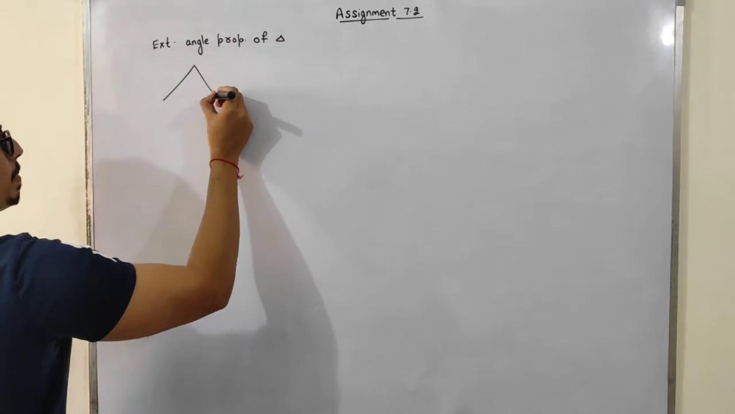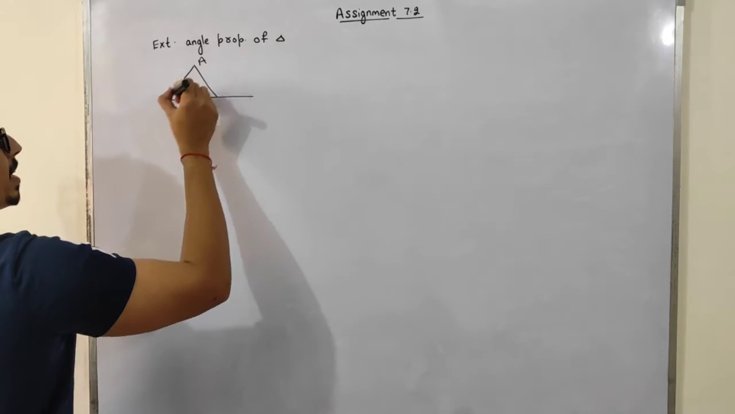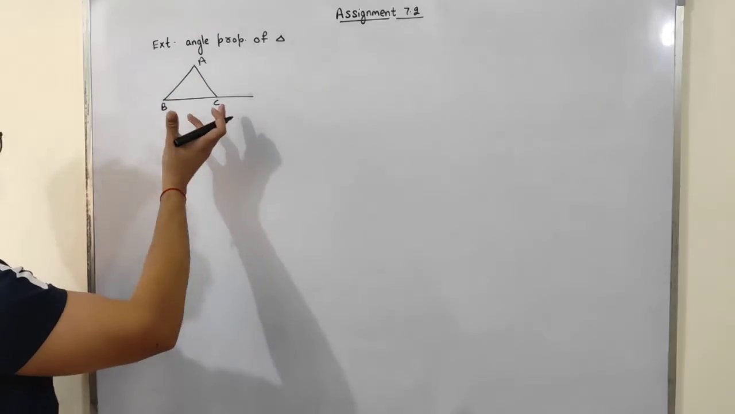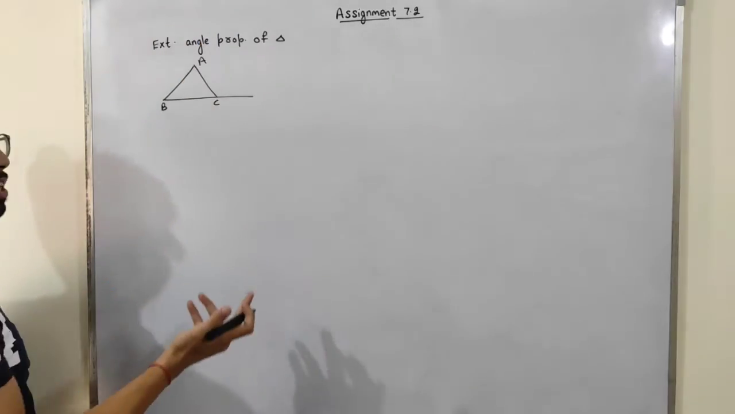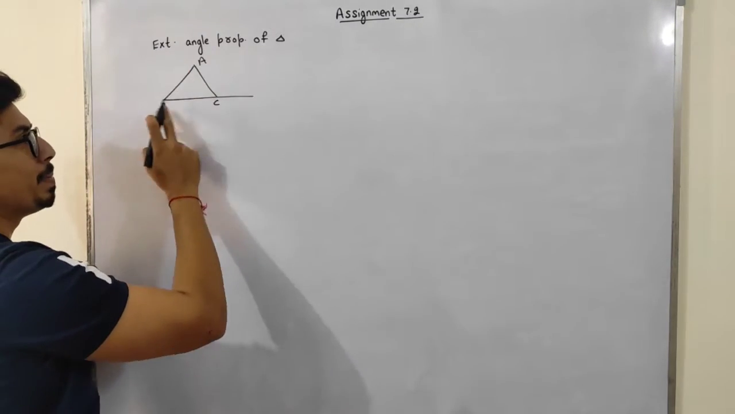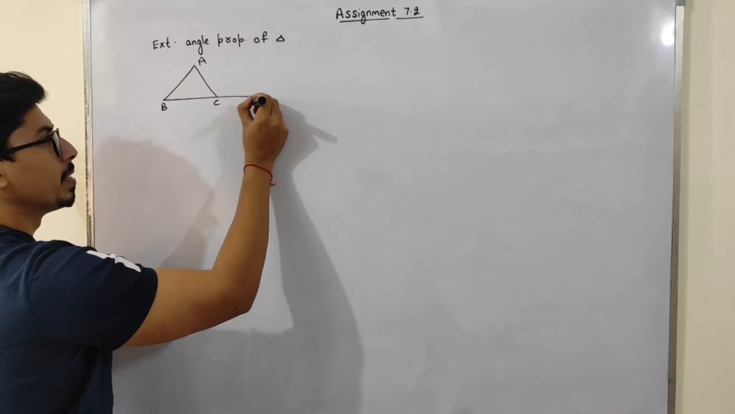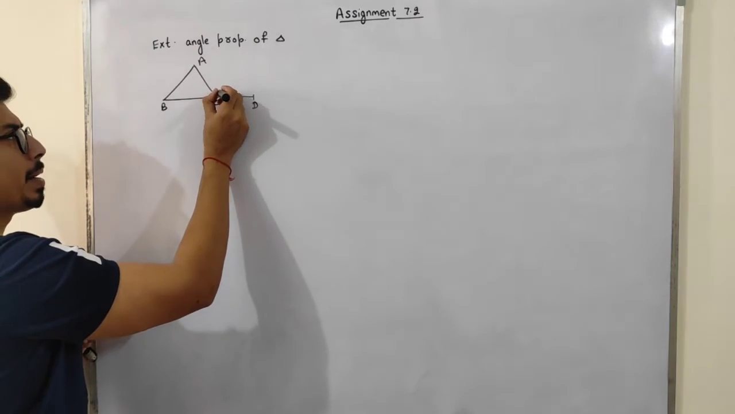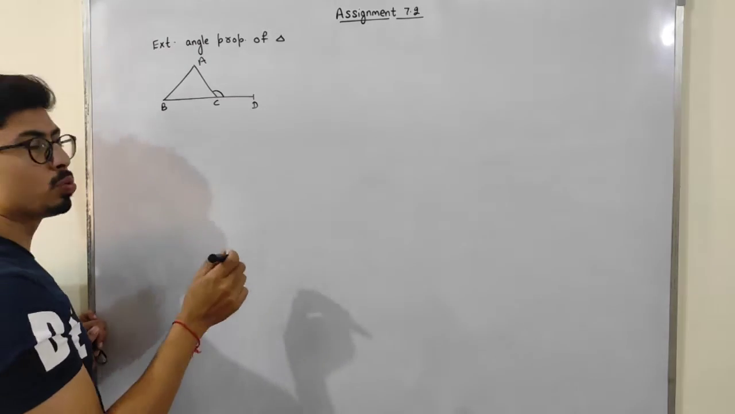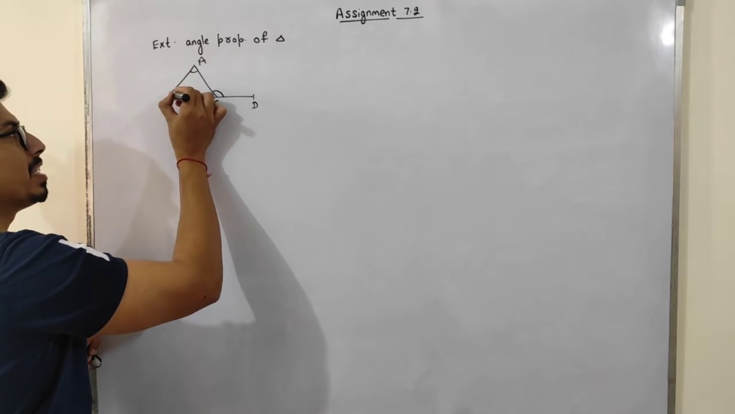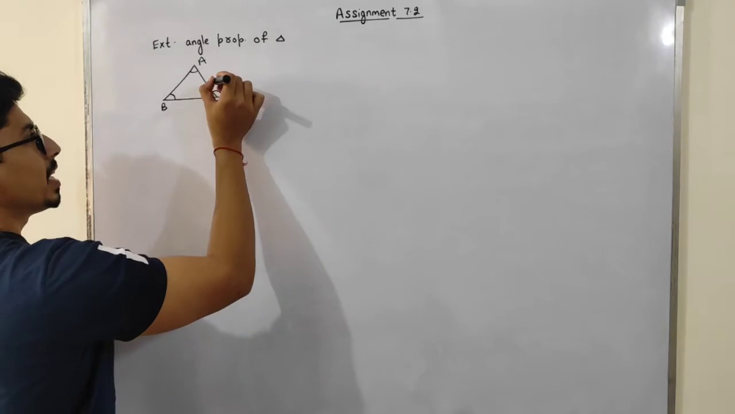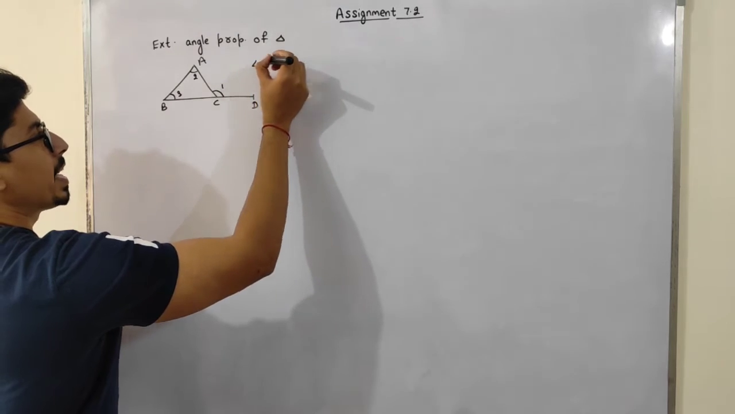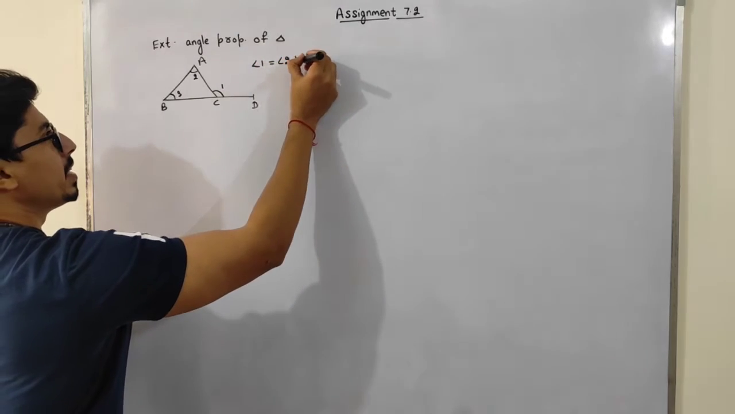If I take a triangle ABC, and I produce one side, let's say BC, you can produce AB or AC as well, it's up to you. If I take a triangle ABC and produce the side BC up to D, then the exterior angle formed at C is equal to the sum of the remaining two angles in the triangle. So I can say, by the exterior angle property, angle 1 is equal to angle 2 plus angle 3.